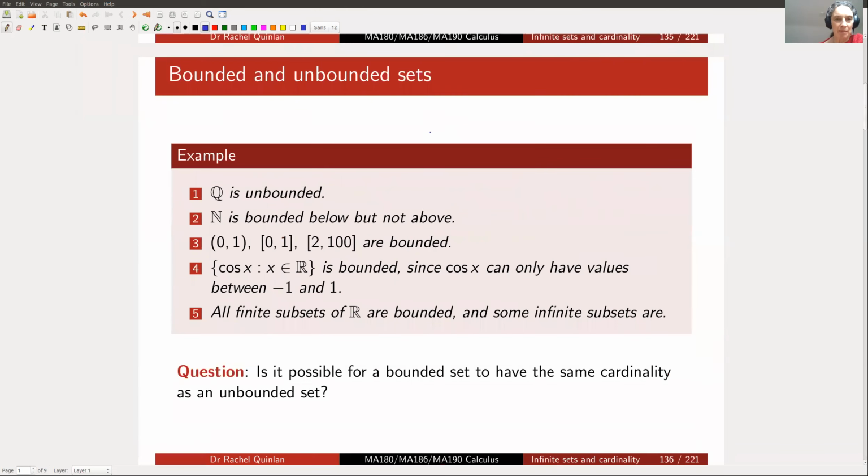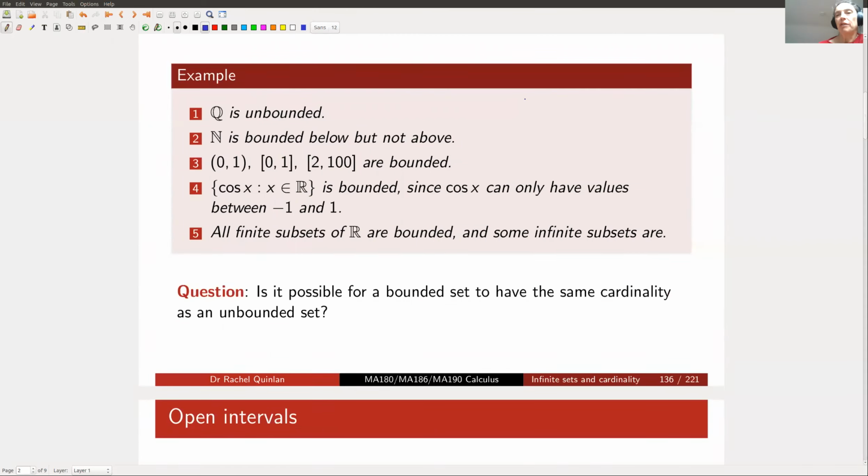So here's a few examples. First example: Q, the set of rational numbers, is unbounded. Okay. Rational numbers can be as big as you want. There's no limit to the extent of the set of rational numbers as you travel to the right on the real number line. So it's not bounded above. No matter how far you travel out to the right, you still encounter more rational numbers. So maybe I should write that down.